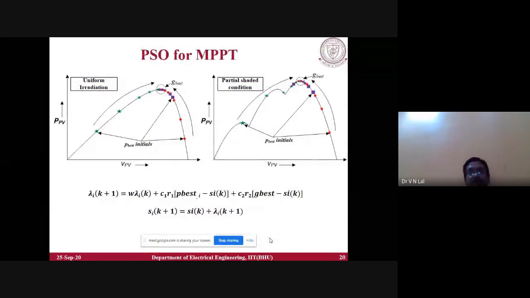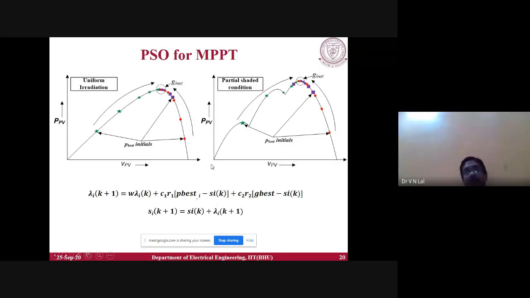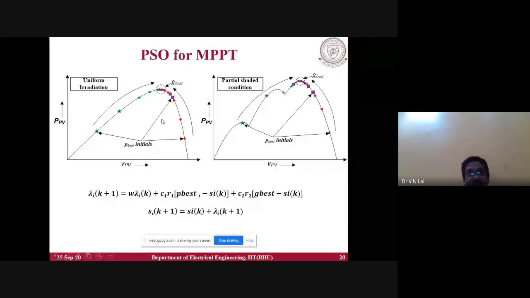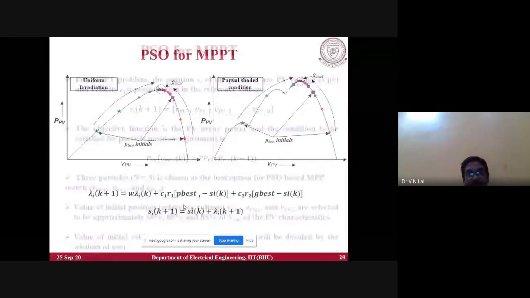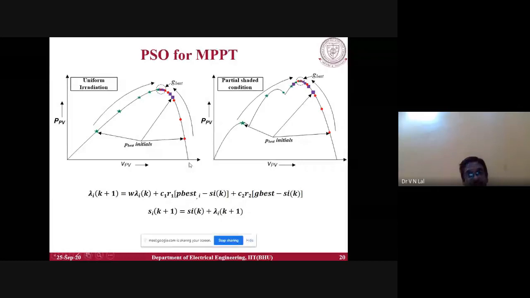Okay, now I'm showing the tracking of the maximum power point by PSO. Here 3 particles are chosen: particle number 1, particle number 2, and particle number 3. Now initialization is given as 60%. This voltage is 60% of this VOC, this is 80% of this VOC, and this is 85% of this VOC.